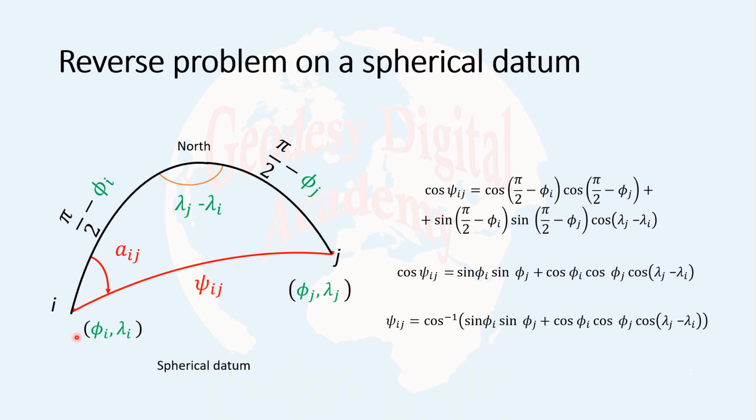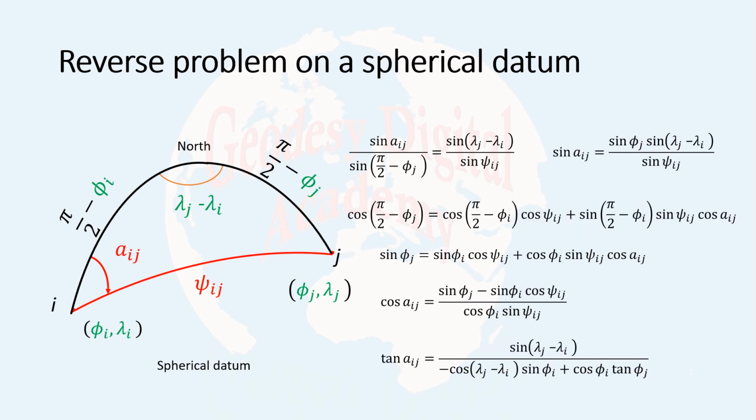So if I write the cosine for this arc, I get: cosine of the arc is cosine of this side times cosine of the other side plus sine of this side, sine of the other side or arc, and the cosine of the angle between them. So if I simplify this, I will come to this formula. That's simple. Now I can solve this equation for psi i j, and I get the spherical geocentric angle between the points.